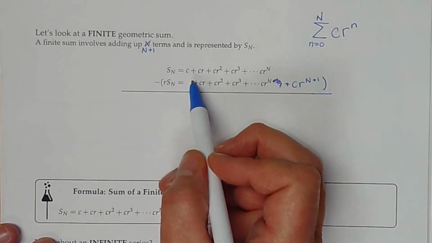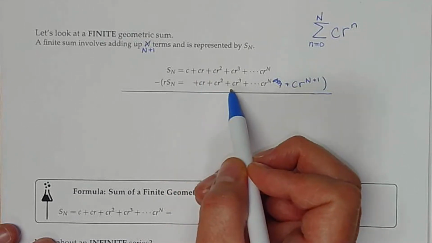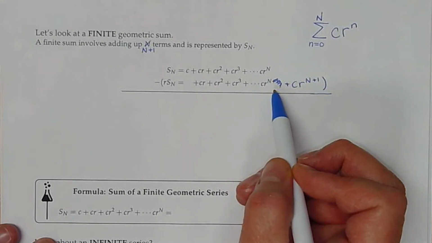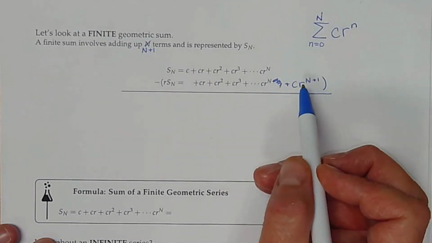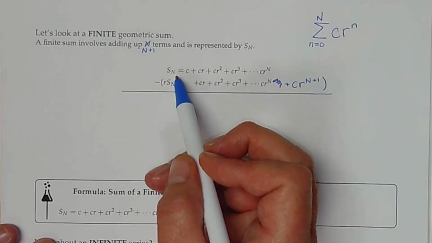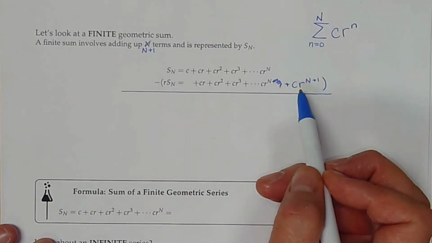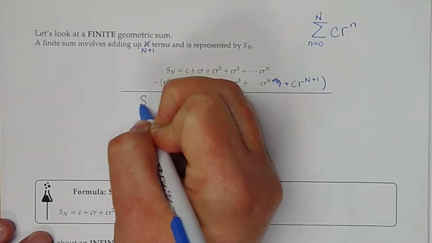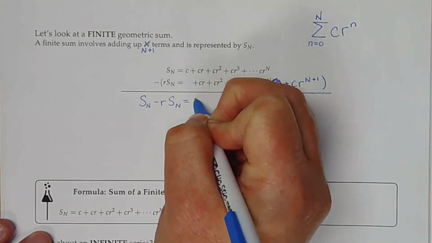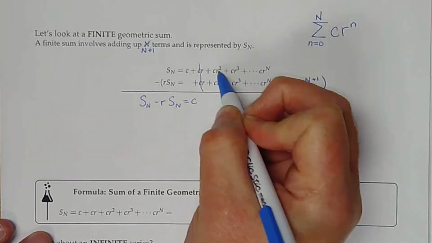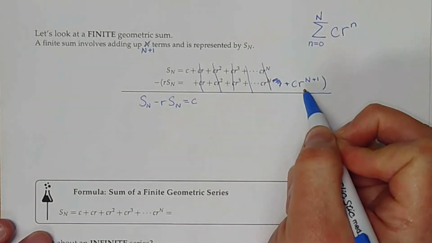So the C becomes a Cr, the Cr becomes a Cr squared, plus all the way out to Cr to the N, plus Cr to the capital N plus 1. And then what I'm going to do is subtract r times S_N from S_N. So I'm going to subtract this whole line here. And that gives me S_N minus r times S_N is equal to C, and then the Cr's cancel, the Cr squareds cancel, everything cancels until I get to the very end here.